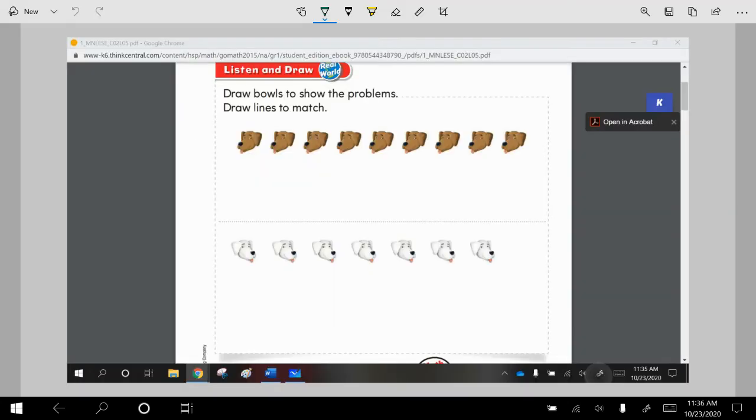Everyone should have their math books now. And here we go. The question says, there are 9 brown dogs. Count those 9 brown dogs with me. 1, 2, 3, 4, 5, 6, 7, 8, 9. 9 brown dogs. There are 5 bowls. Draw me 5 bowls underneath 5 of the dogs.